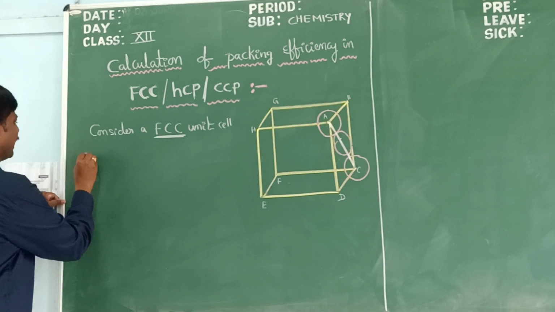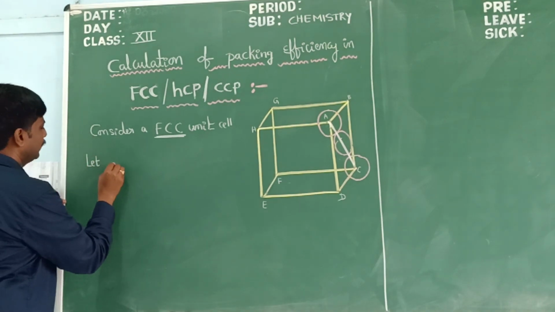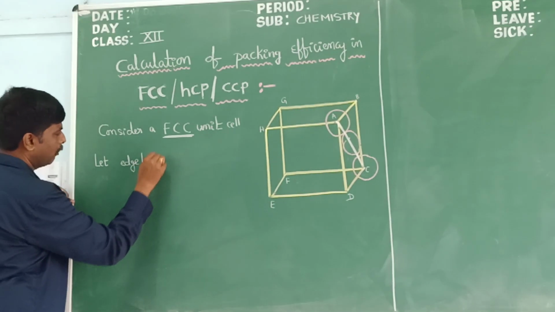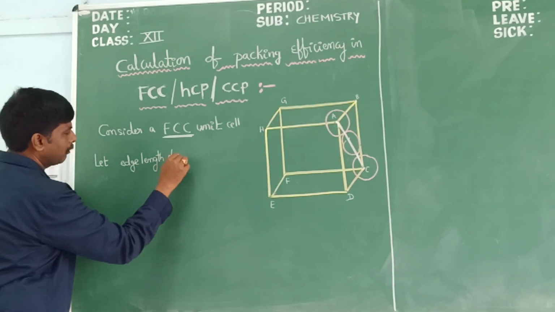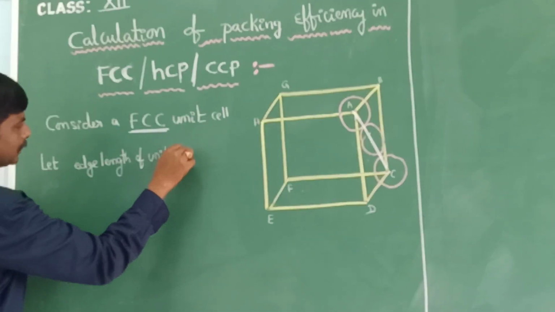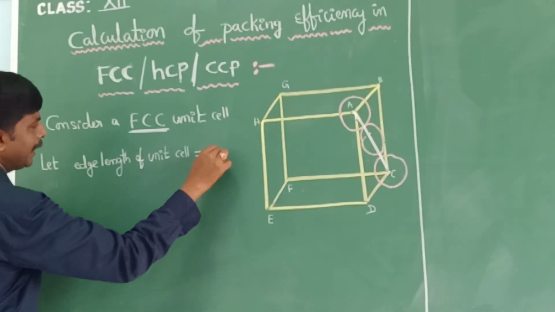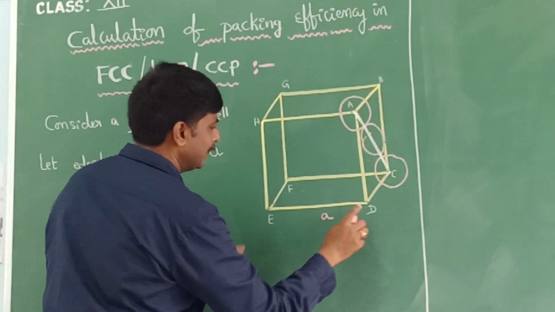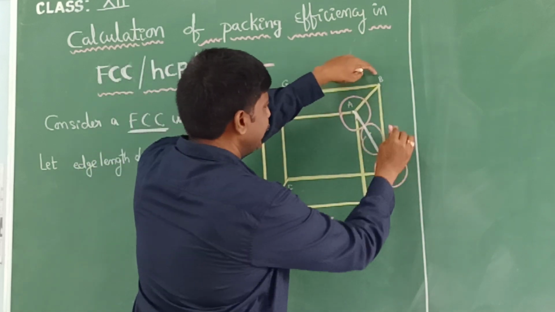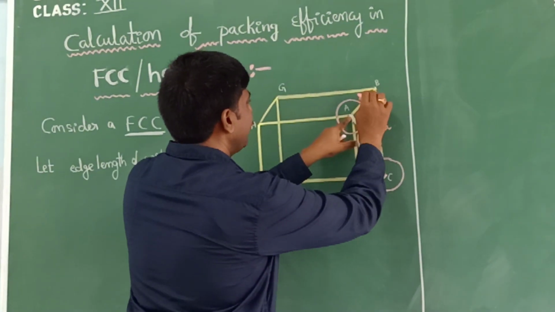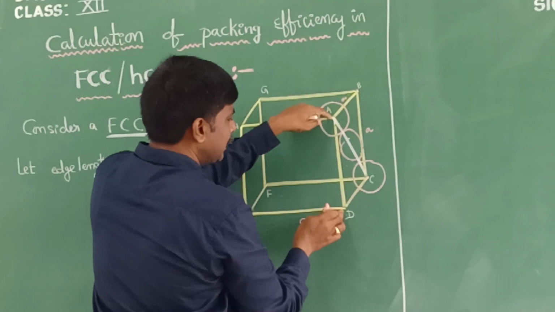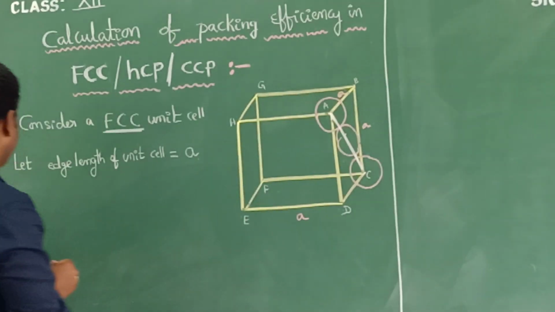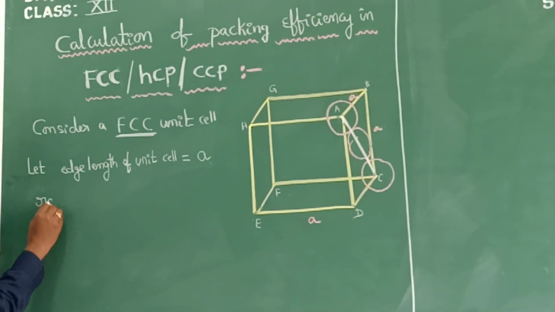Now let the edge length of the unit cell be equal to a. That means this length BC is also a, AB is also a, and AD is also a. Edge length is a. In the same way, let the radius of this sphere be equal to r.